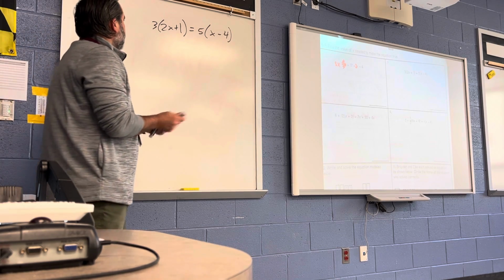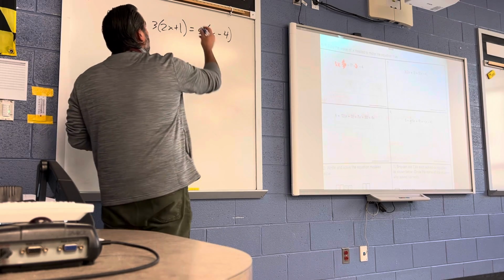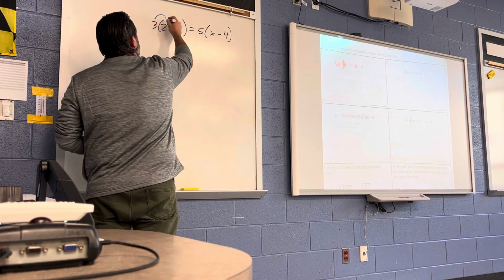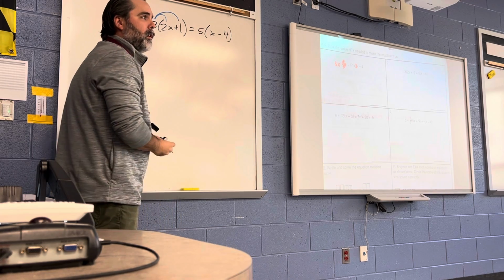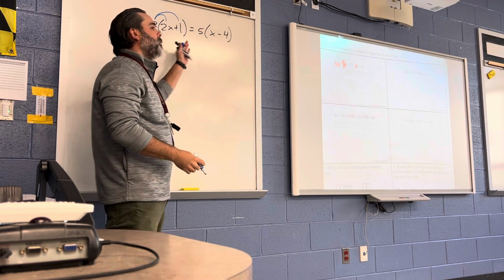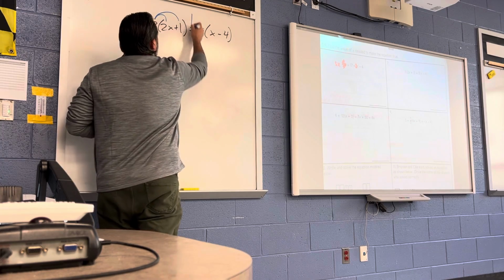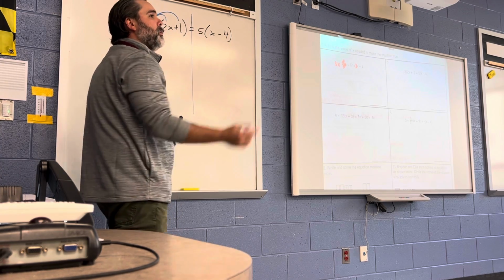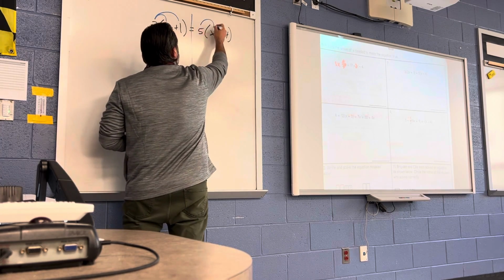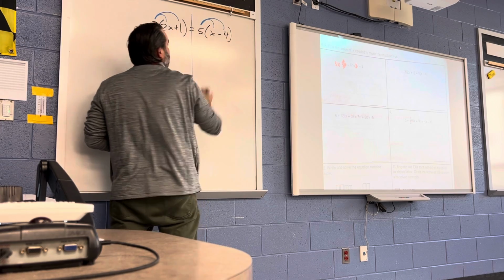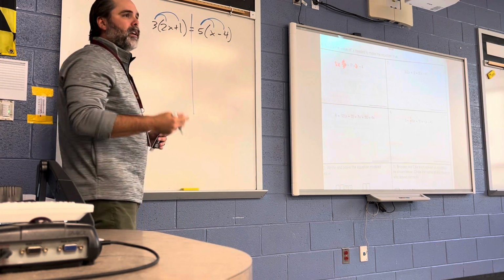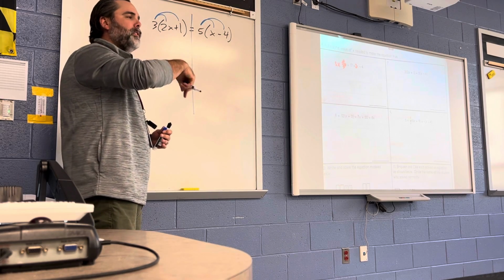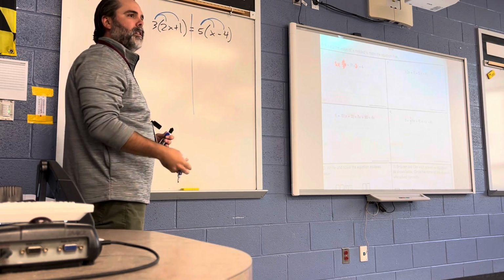First, we're going to distribute my 3 to my 2x and my 3 to my 1. All right, but we also see parentheses on the other side of the equation. So that means we're going to have to distribute over there as well: 5 times x and 5 times negative 4. So we're going to have to distribute twice.